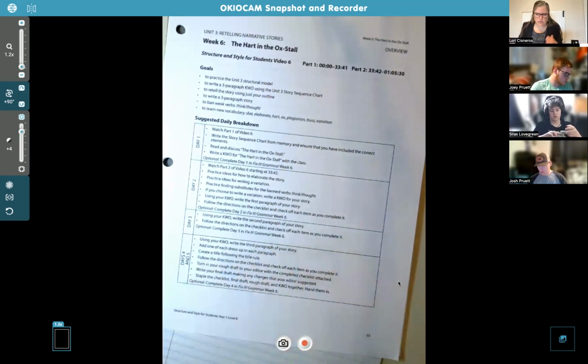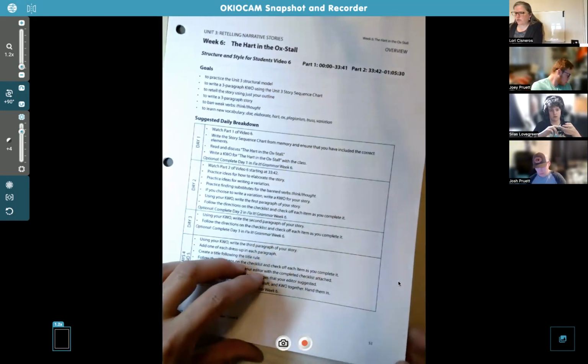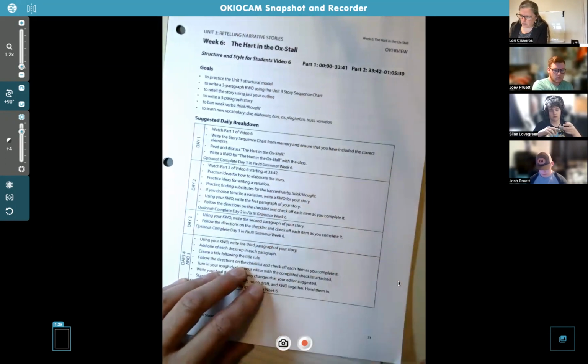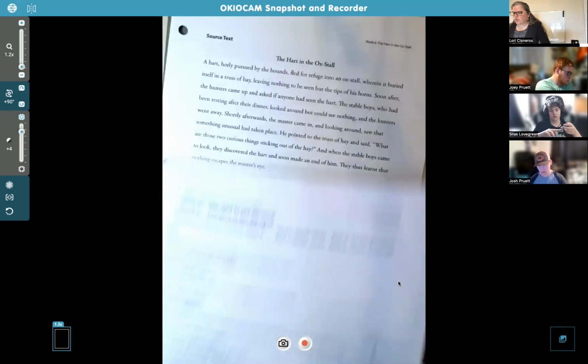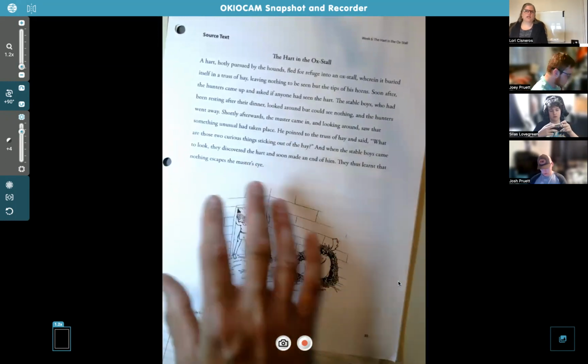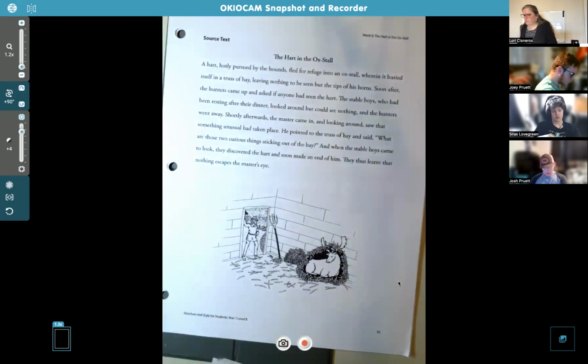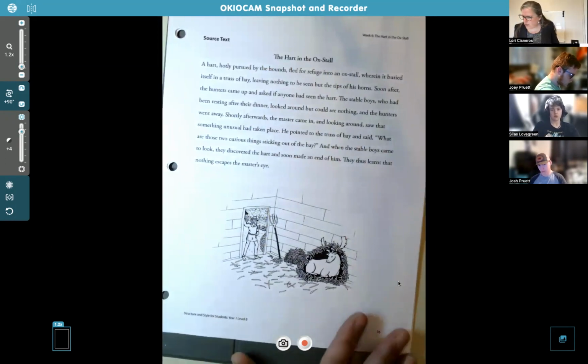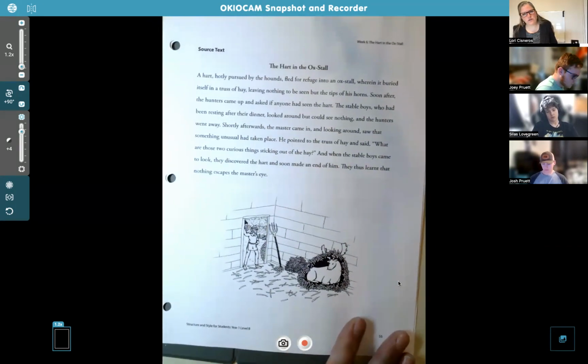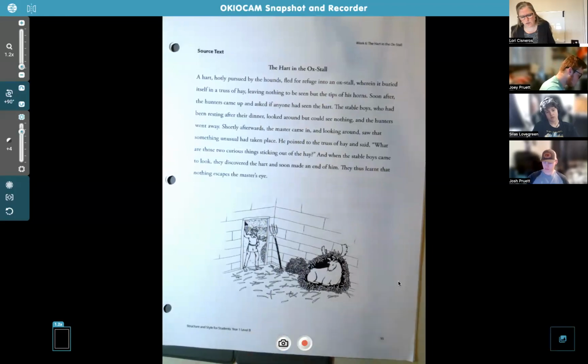So make sure you close your rings after you get those out. And we don't need this page. I just like you to keep it together with everything. So we're actually going to look at the source text, which is this one. It is a fable, and it is a lesson that we can learn. It's short. Fables usually are short, and they have a lesson we can learn, like Aesop's fables.